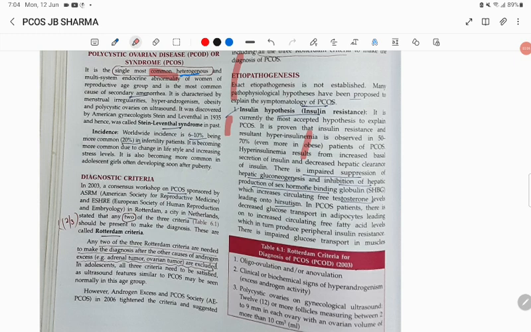Okay, let's talk about PCOD, PCOS. Today we'll talk about PCOS or PCOD from JB Sharma.